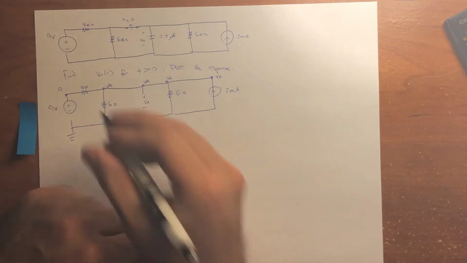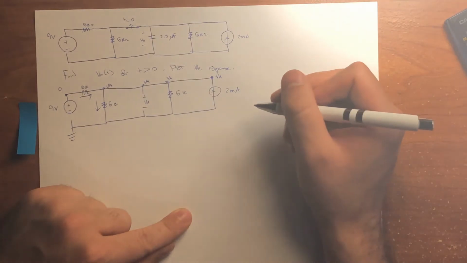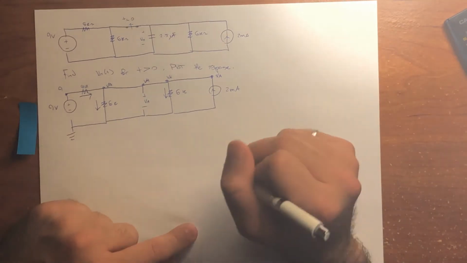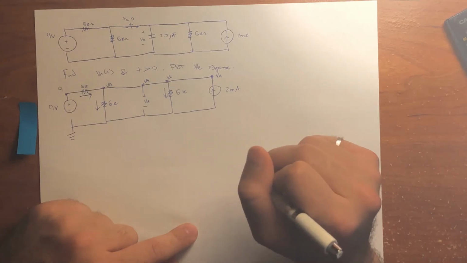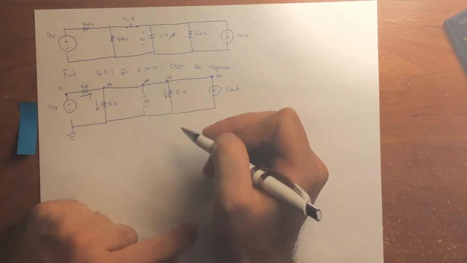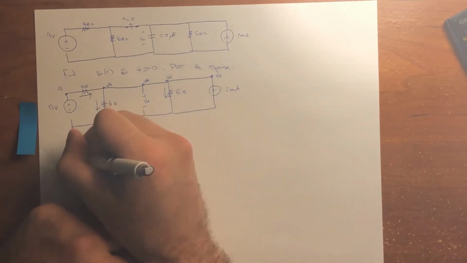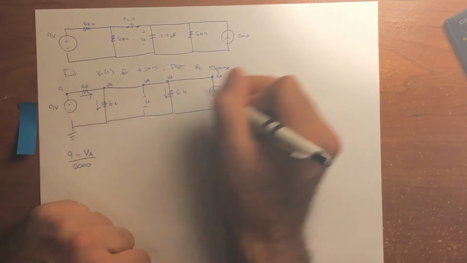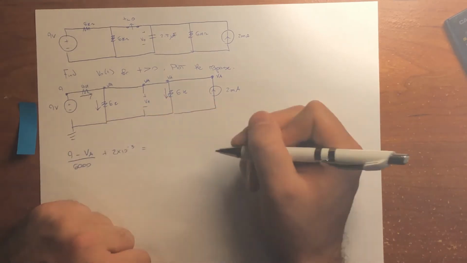Now let's label the current. Say the current is going this way and this way across the 6K resistors on the left side, and down the 6K resistor on the right side. Now we apply KCL: the current going into the node equals the current going out of the node. Going in, we have two currents, so we say (9 minus VA) divided by 6,000 plus 2 milliamps is equal to the current going out.